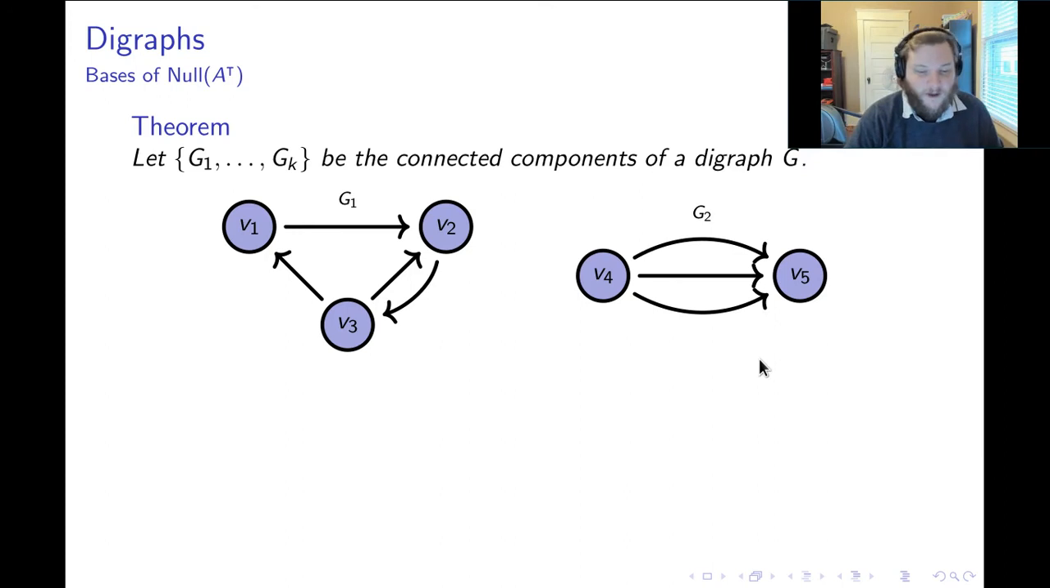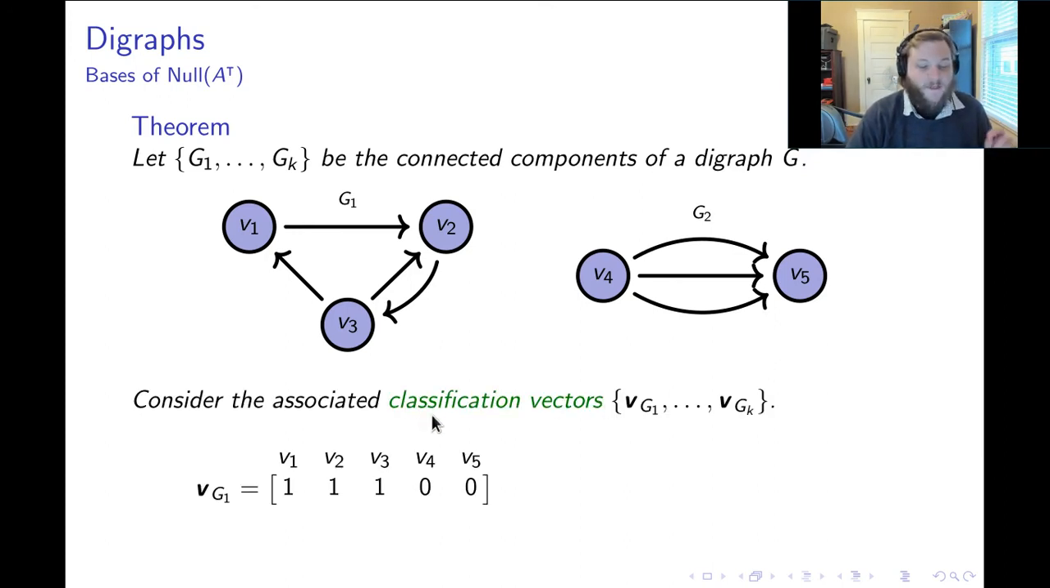Here's what we're going to do. We're going to look at what's called the classification vectors of these connected components. What is a classification vector? It's a vector that tells you which node lives in which connected component. So here we have two connected components, so we'll have two classification vectors. So the first one is v sub g1, and this is a vector that's indexed by the nodes in the directed graph. And what we do is we pick up a 1 if the node lives in the first connected component, and we pick up a 0 otherwise.